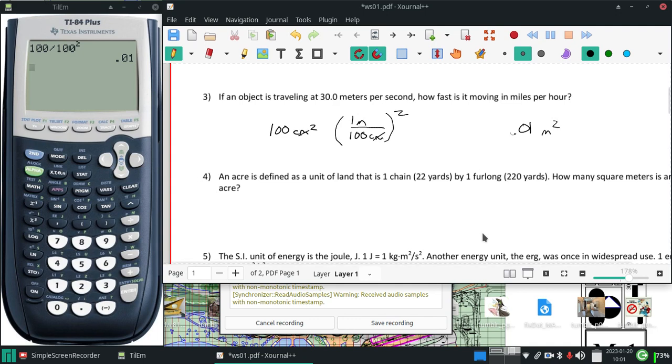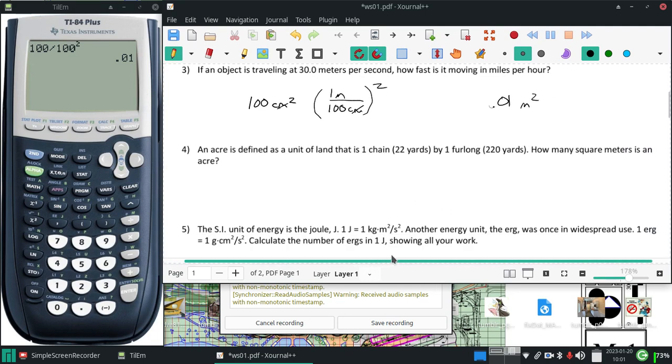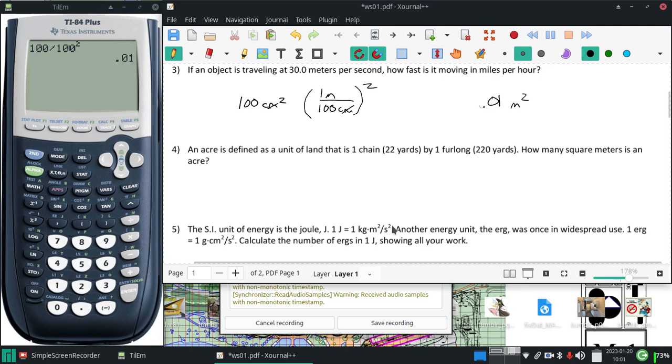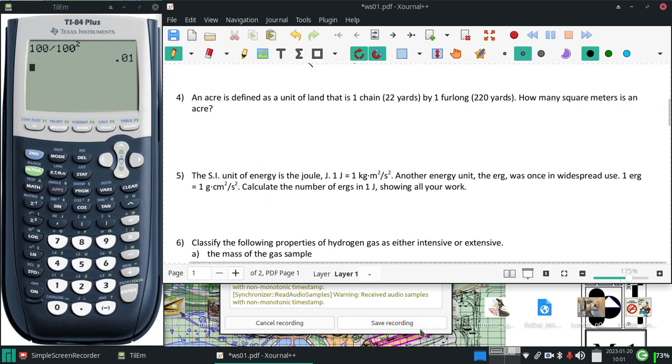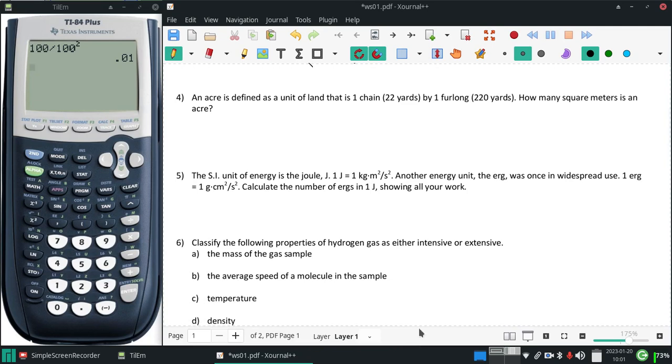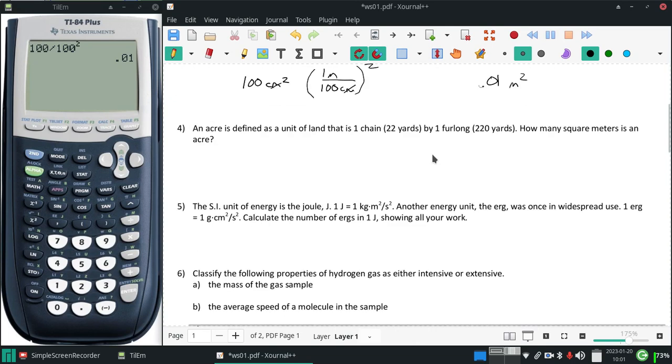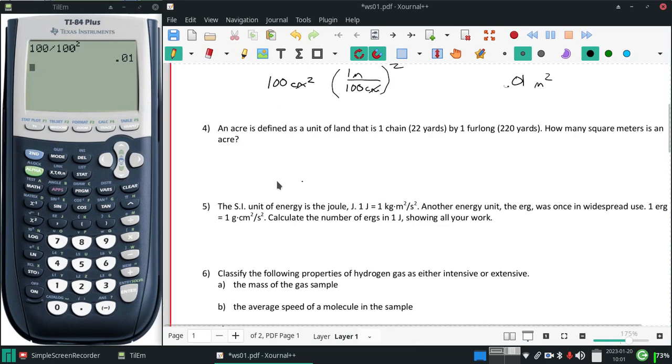All right. So on a question like 4, we're going to do it a little bit differently. There are 2 ways to approach this. One way is to take that first thing, those 22 yards, and convert it separately. But I'm not going to do it that way. What I'm going to do is combine those and get an actual area right off the bat. So 22 yards times 220 yards is that area that makes up the acre.